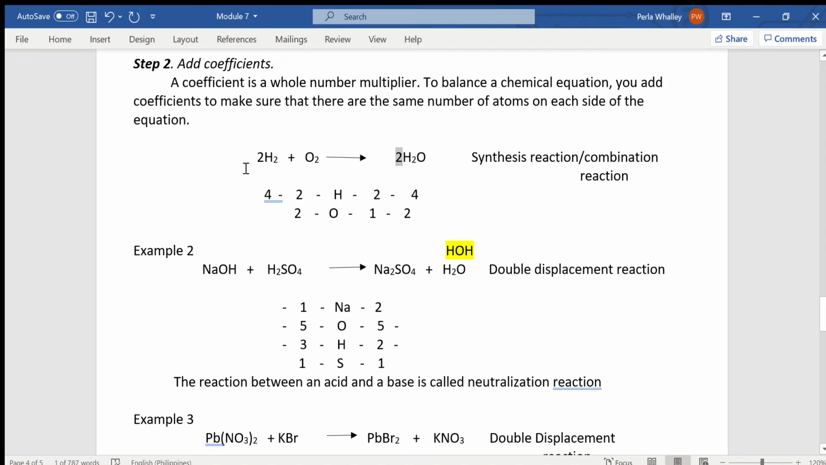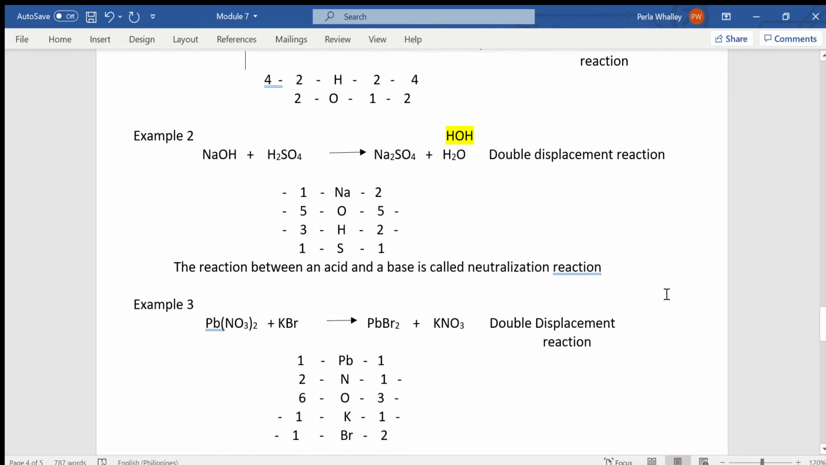So this is the final balanced equation. 2H2 plus O2 will form 2H2O. And the type of reaction is a synthesis reaction or combination reaction. Two or more reactants will form a single product. Okay, let's do number 2.